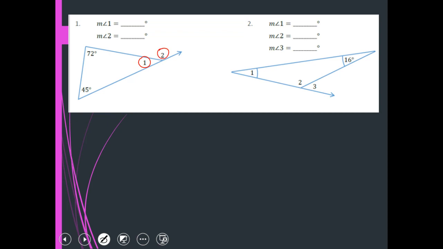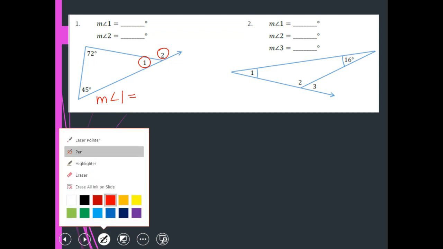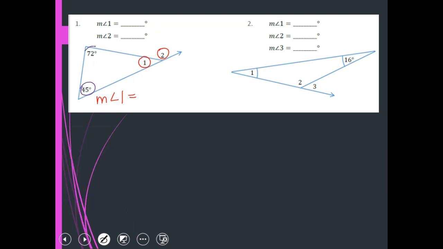So measure of angle 1 is going to be this angle. Here, let me change colors. This angle plus this angle minus 180, because I know that angles 72 degrees and 45 degrees are going to equal 180 degrees because that's how the triangle sum theorem works. So 180 minus 45 minus 72. So the measure of angle 1 is 63 degrees.